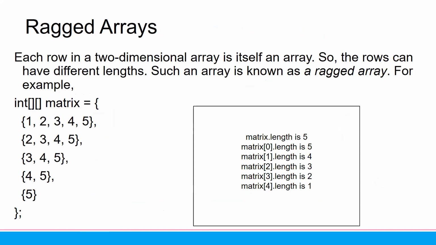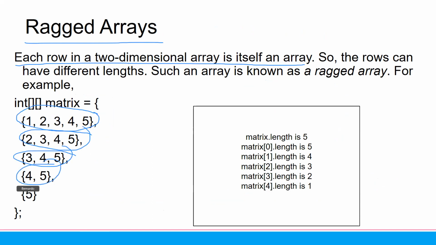There can be another example about ragged arrays. What is a ragged array? Each row in a two-dimensional array is itself an array. So this is an array, this is another array, and this is another array. So the rows can have different lengths. In the previous example, we always saw that all the rows have the same length, but it is possible to have different lengths. And this kind of array, we call a ragged array.